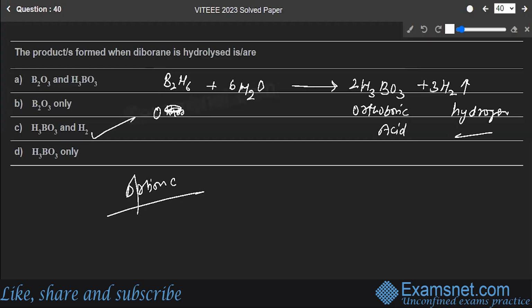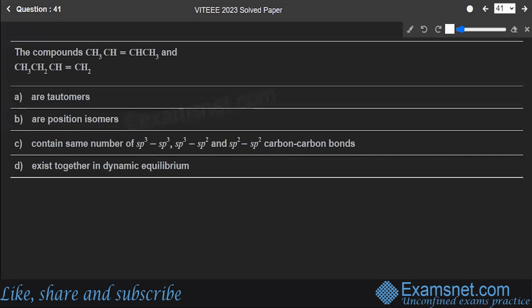Hope you understood that. Let's move to the next question now. Question number 41, the compounds this and this, they are what? They are tautomers, they are positional isomers, contain the same number of sp3, sp2 carbon-carbon bonds, or exist together in dynamic equilibrium. See, the two isomers which differ in the position of the double bond, like over here, this is double bond at this place, and here the double bond is at this place. So the two isomers which differ in the position of the double bond are called positional isomers. So these are the positional isomers. Option B makes the right answer.